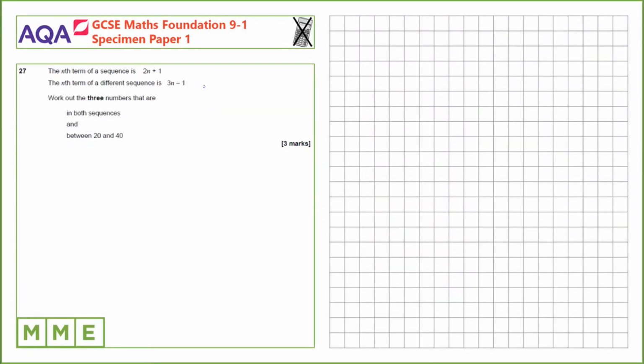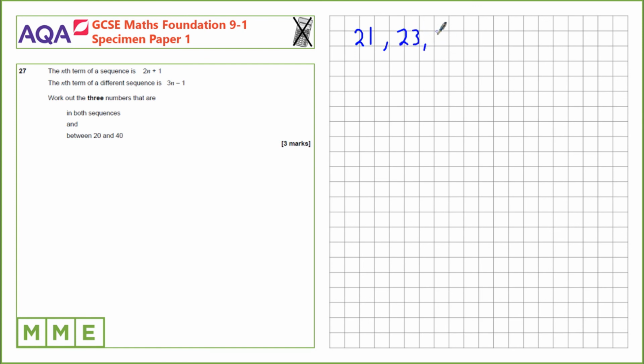Question 27. The nth term of a sequence is 2n plus 1, and the nth term of a different sequence is 3n minus 1. We need to work out the three numbers that are in both sequences and between 20 and 40. The easiest way to do this is to just generate both sequences. So the first number in 2n plus 1 that is between 20 and 40 is 21, and then the rest of the sequence goes up in 2s.